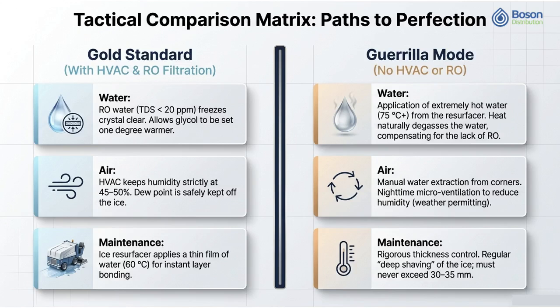Alternatively, there is the Gorilla mode for arenas with no HVAC or RO. Here, you apply extremely hot water, 75 degrees Celsius and above, from the resurfacer to naturally degas the water, compensating for the lack of RO. Humidity is managed by manual extraction from the corners and nighttime microventilation. This mode requires rigorous control, regular deep shaving is necessary, and thickness must never exceed 30 to 35 millimeters.